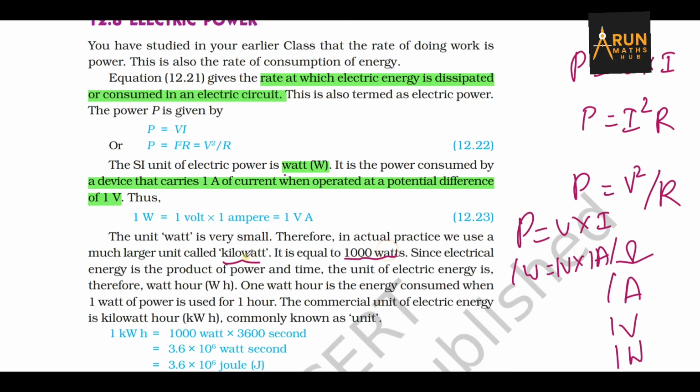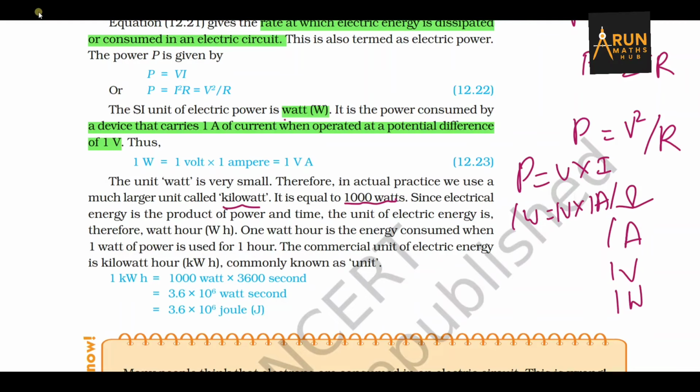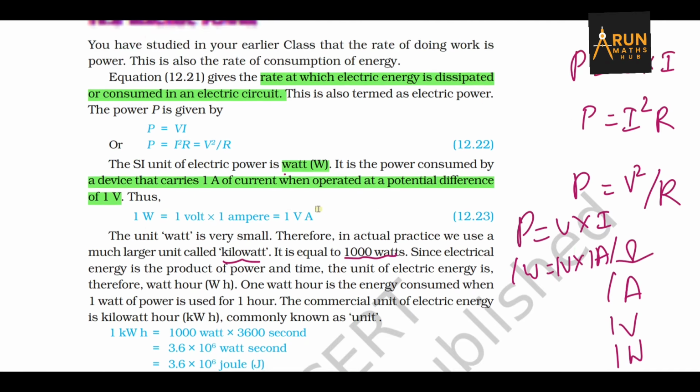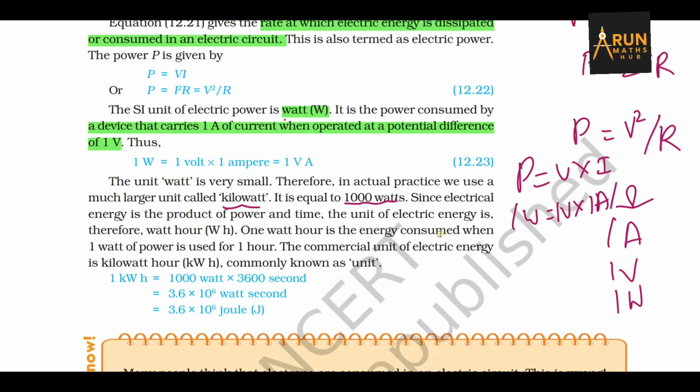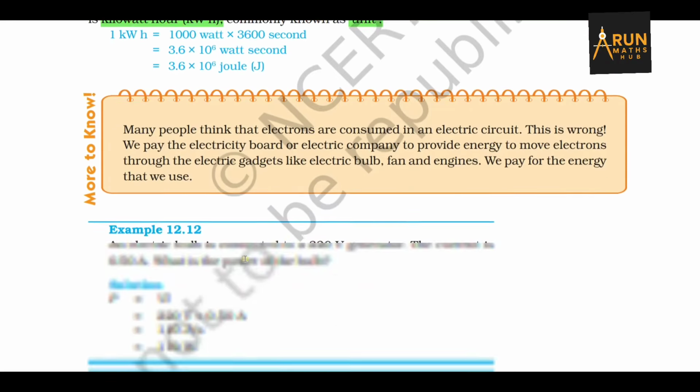1000 watt is equal to what? 1 kilowatt. And also the unit of electrical energy is what? That is watt. What is the commercial unit of electrical energy? It is kilowatt hour. The commercial unit of electrical energy or power is what? Kilowatt hour. Commonly it is called as unit.